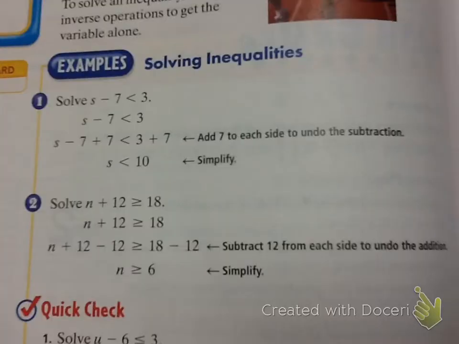Alright, so let's look at the first example here. Number 1, it says s minus 7 is less than 3. So this less than sign works the same way as our equal sign. It becomes like our balance. What we do to the left side of this, we do to the right side. And we want to get this variable s alone.